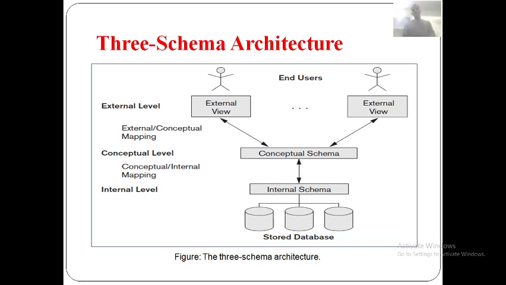Let us go through this word by word in that diagram, and see which are all the things. Let me read it from the top. End users are there. Who are all the end users? They are also called the external view. There may be n number of end users. They can see an external view of the data.